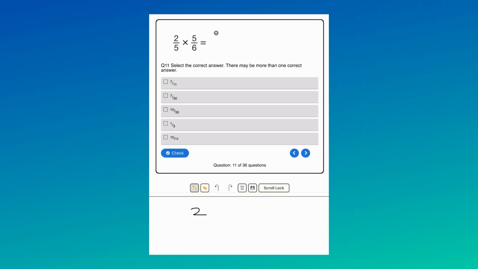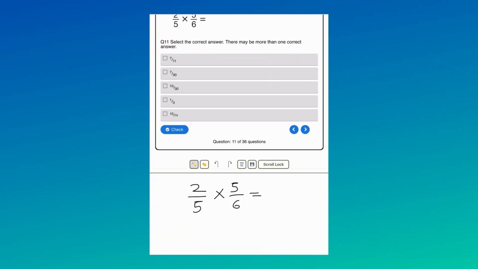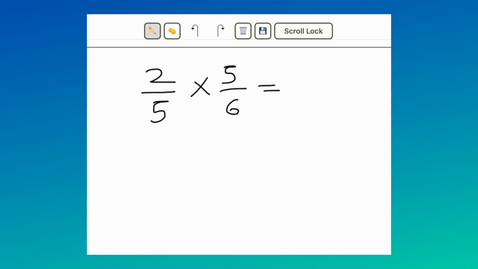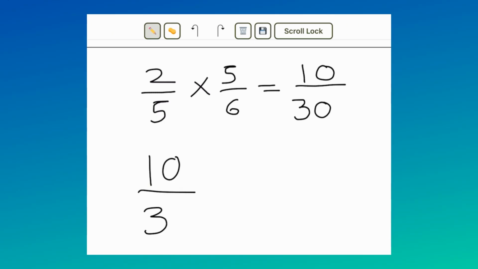Question 11. 2 out of 5, 2 fifths, times 5 sixths equals. Now, when we multiply fractions, we just need to multiply the numerators. 2 times 5 is 10, and then multiply the denominators. 5 times 6, and that's 30. Now we take our 10 over 30, that's one answer.